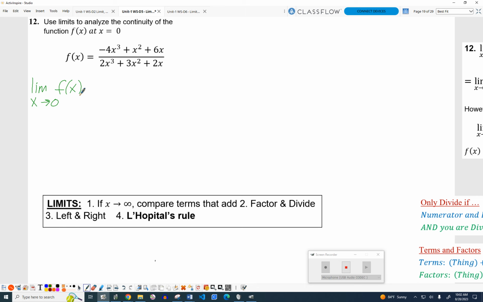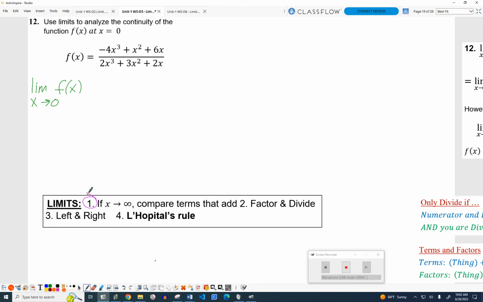Okay, cool. I can't do this because x is not approaching infinity. So I'd look to see if I can factor. Hands up. Who can see how to factor? First thing to always look for is something easy to take out before you do anything complex.